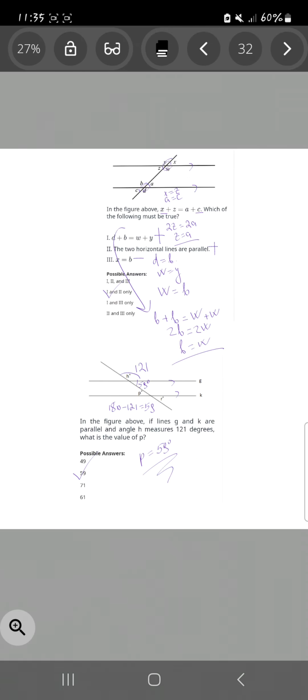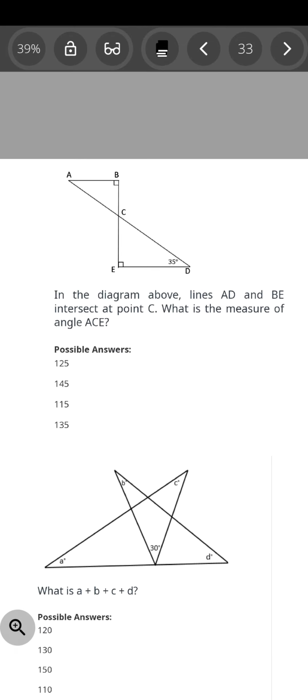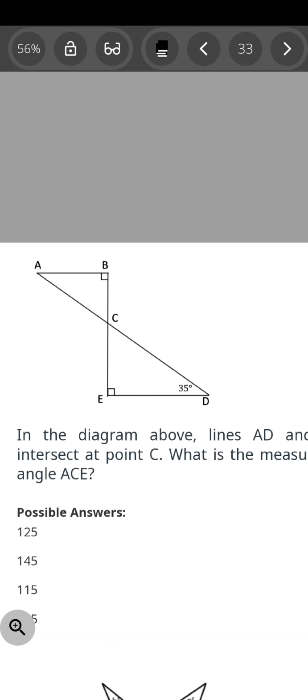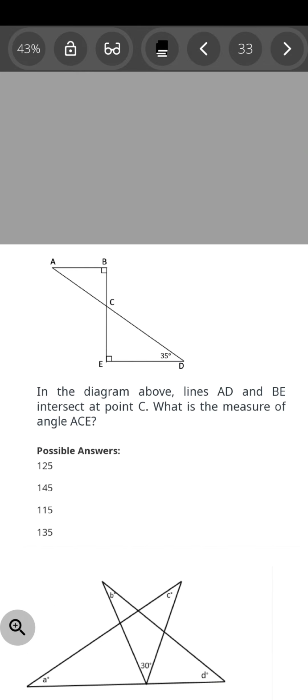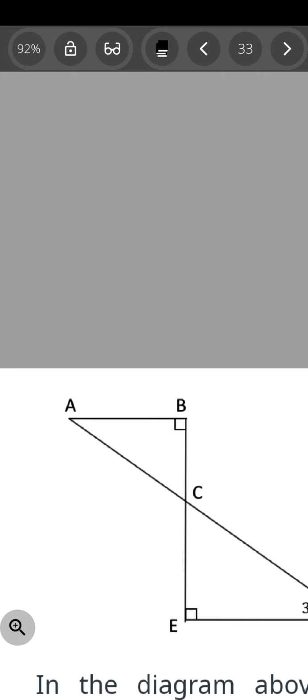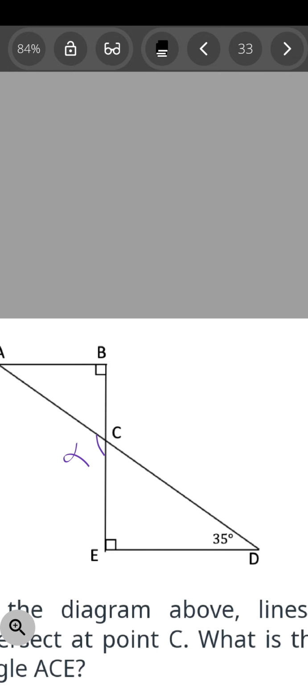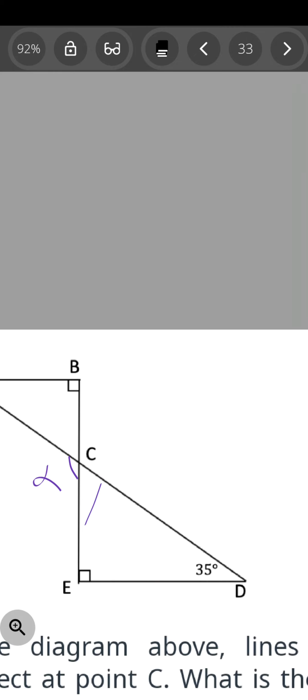Let's continue to our next question. In the diagram above, lines AD and BE intersect at point C. What's the measure of angle ACE? According to the condition of this question, we must find the measure of the angle ACE. Let's denote this angle by alpha. In other words, we know that the sum of the interior angles of a triangle must be equal to 180 degrees. So let's apply this theorem to the triangle CED.